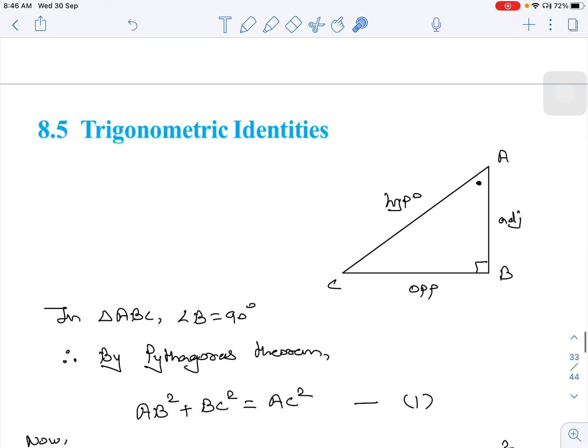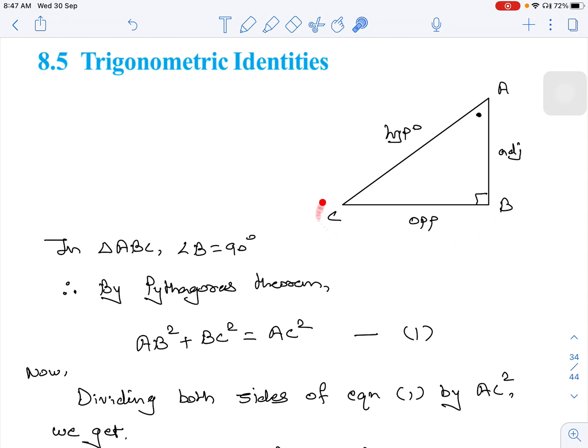Now, our next topic is trigonometric identities. Consider a triangle ABC, which is right angled at point B. Since the triangle is right angled at point B, the side opposite to it, that is AC, will become our hypotenuse. Now, for angle A, we are going to find some ratios. This angle we are going to consider. For this angle, BC is the opposite side and AB is the adjacent side.